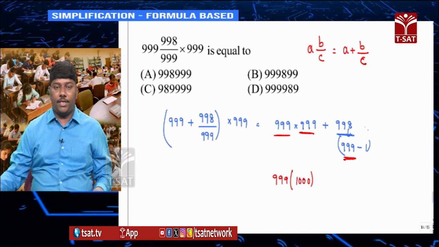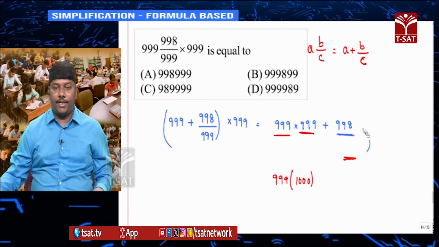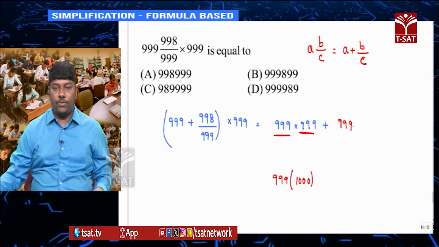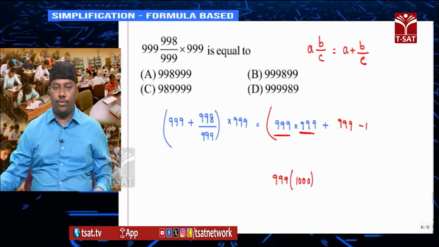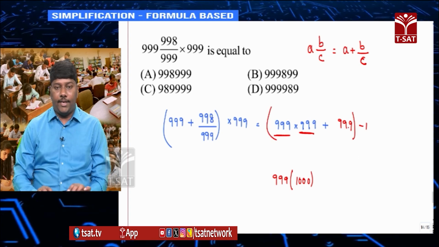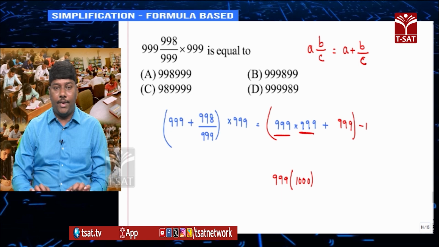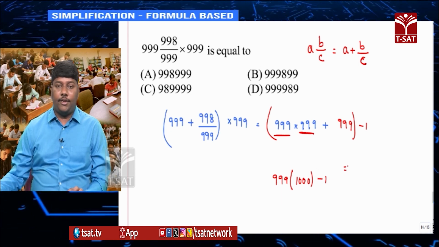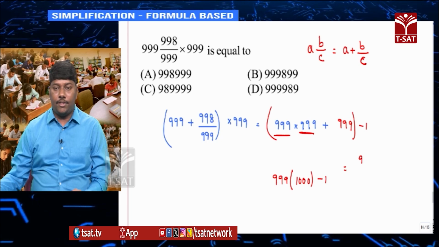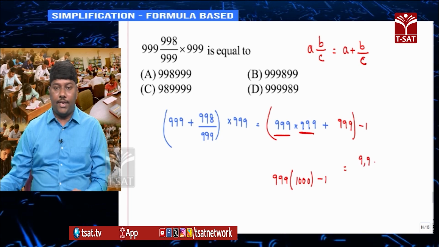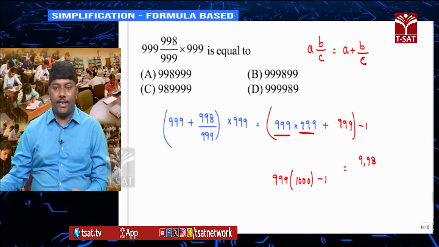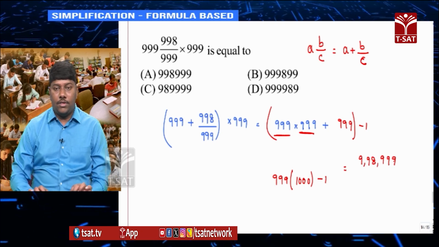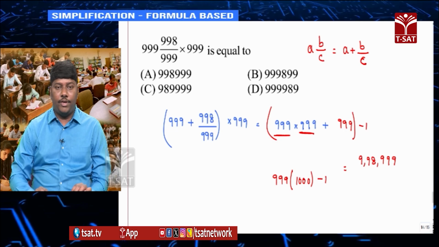Then you will be left with minus 1. So instead of this, what am I writing? Instead of 998, I am writing 999 minus 1. From the first two I am taking the common of 999, so I get 999 into (999 plus 1), that is 1000, then minus 1. So what is 999 into 1000? 9,99,000. From this you take out 1, it will be 9,98,999. So this is a normal way of doing it, but how do we do it simply?